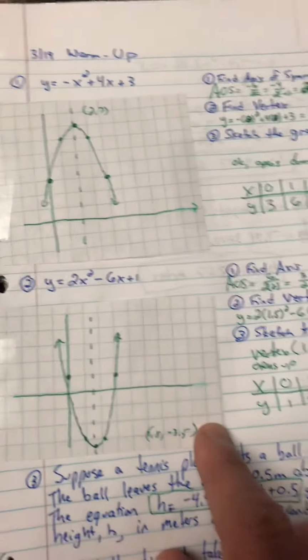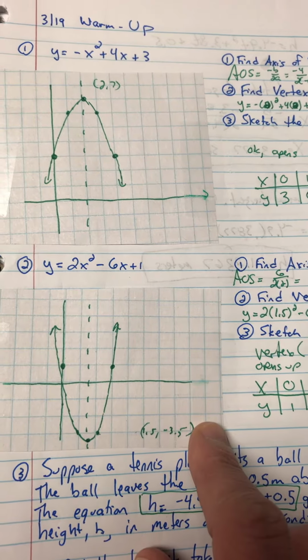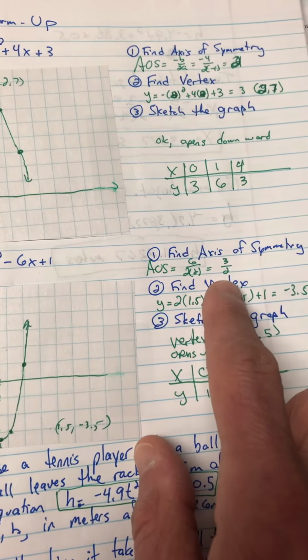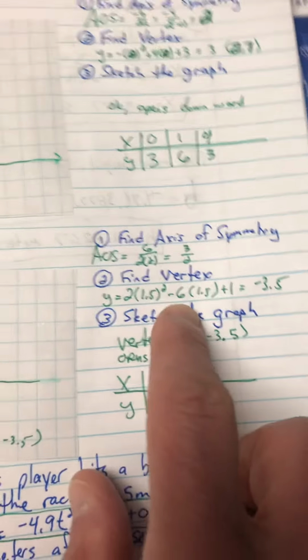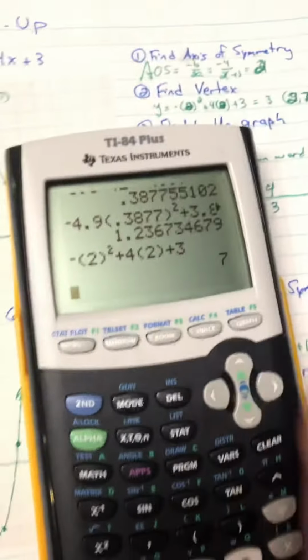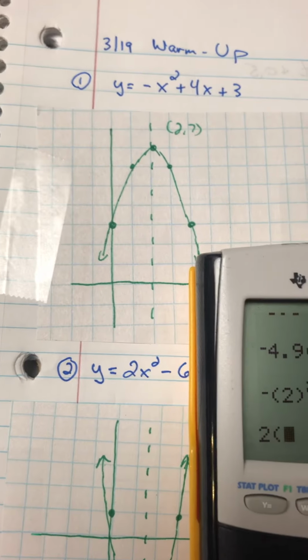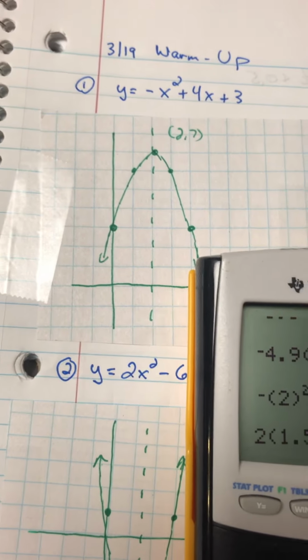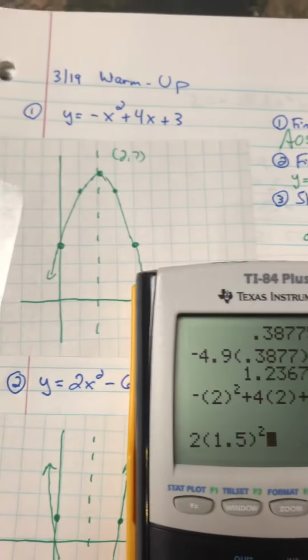Question number 2. There's my quadratic. So I did the opposite of B over 2A to find the axis of symmetry. This time I got 3 halves. I plugged 3 halves into the quadratic. Once again, just to make things easier, I just go to the calculator. If I'm going to plug in 3 halves, I do 2 parentheses 1.5. I just changed that to a decimal. Plus, it's minus.